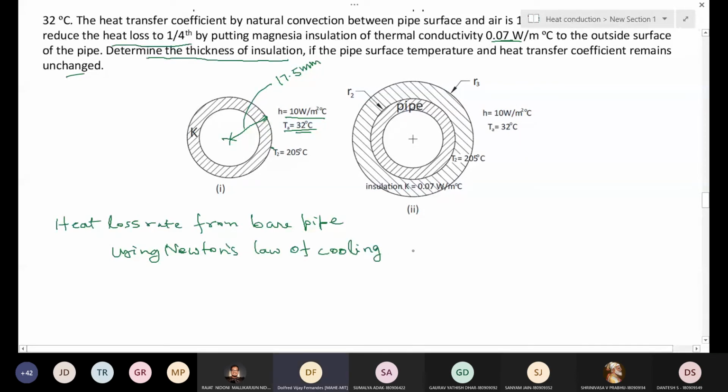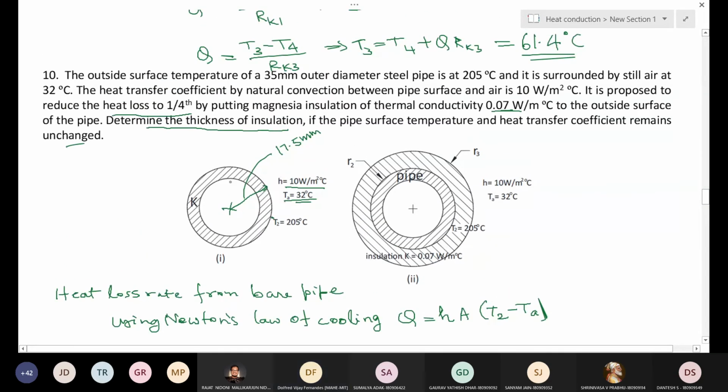What you can say is Q equal to h into area, so area of the pipe, into T2 minus T-infinity. So you can calculate the rate of heat transfer from the pipe. So that is the heat loss without insulation.